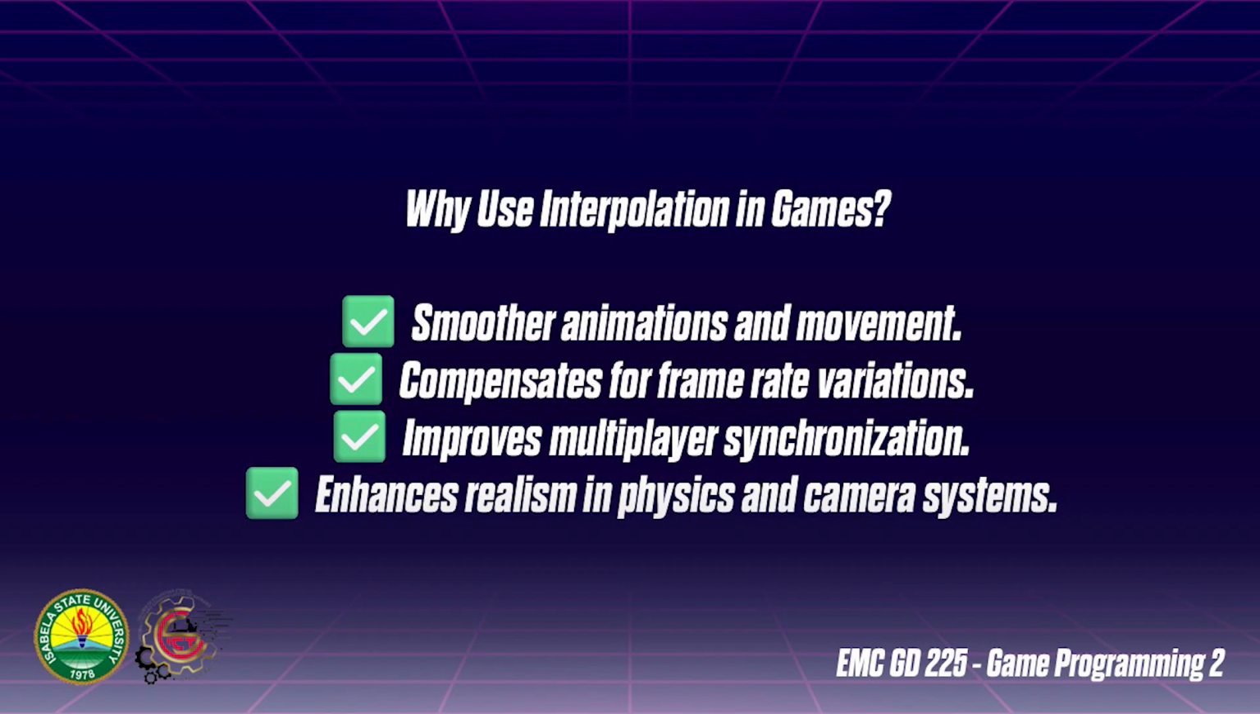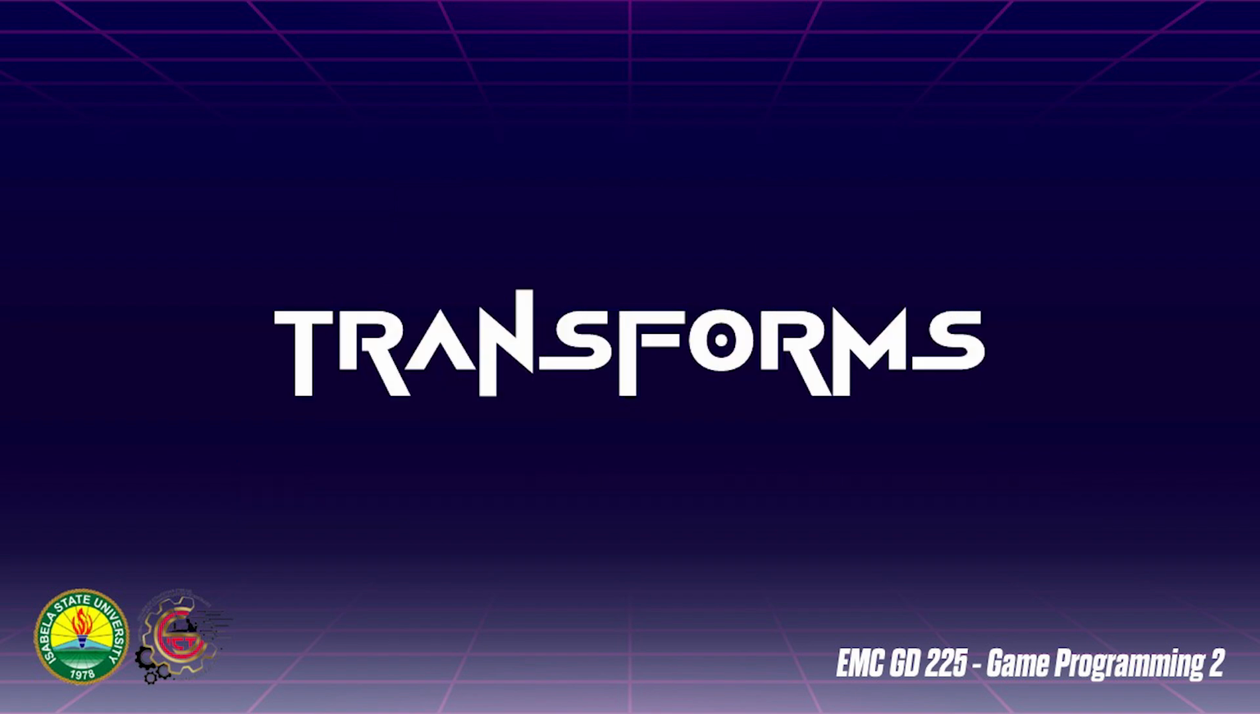Why use interpolation in games? It is used to smooth animation and movement, compensate for frame rate variations, improve multiplayer synchronization, and enhance realism in physics and camera systems. For our next topic, it is about transforms.